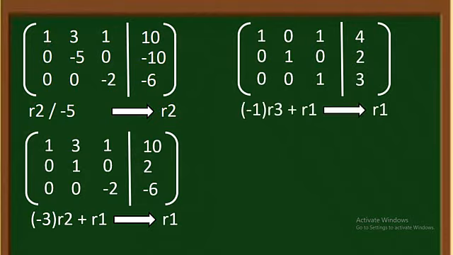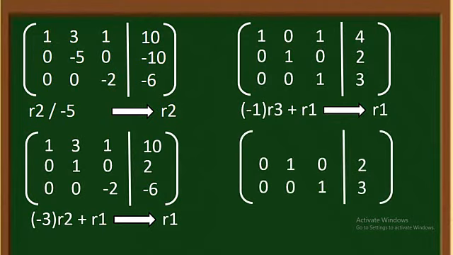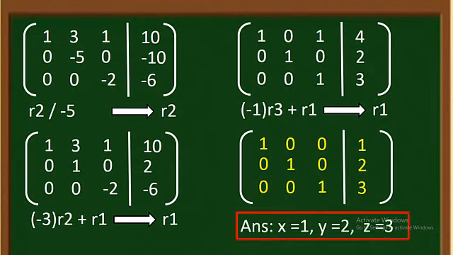The last thing that we have to do to arrive at the answer, we need to multiply row 3 with negative 1 and add to row 1 to get row 1. So negative 1 times 0 is 0, plus 1 is 1. Negative 1 times 0 plus 0 is still 0. Negative 1 times 1 is negative 1, plus 1 is 0. And negative 1 times 3 is negative 3, plus 4 is equal to 1. So we arrive at the answer. This is the solution of these three equations using the Gaussian elimination method.